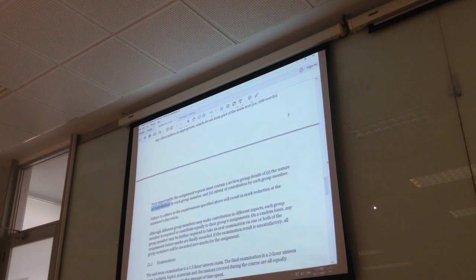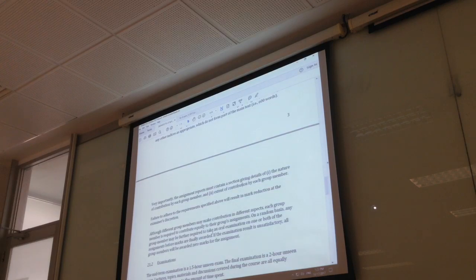And the extent of the contribution, how much? The nature, what type of contribution? Each group member does what? And second, how much? More than other group members, and so on. Why do I require this? If you don't have this, there will be mark reduction.